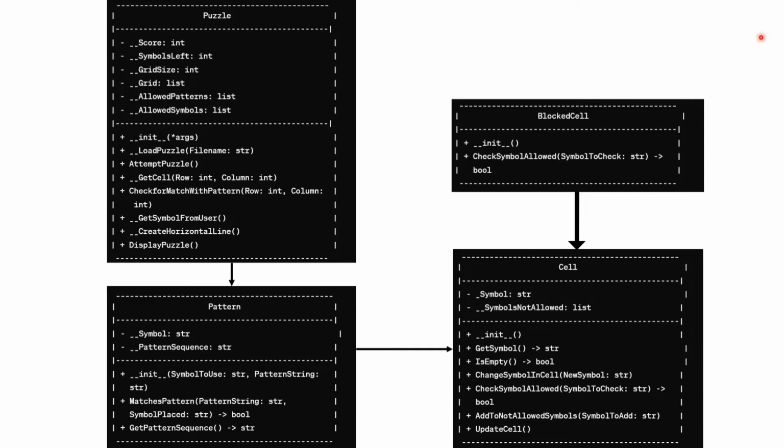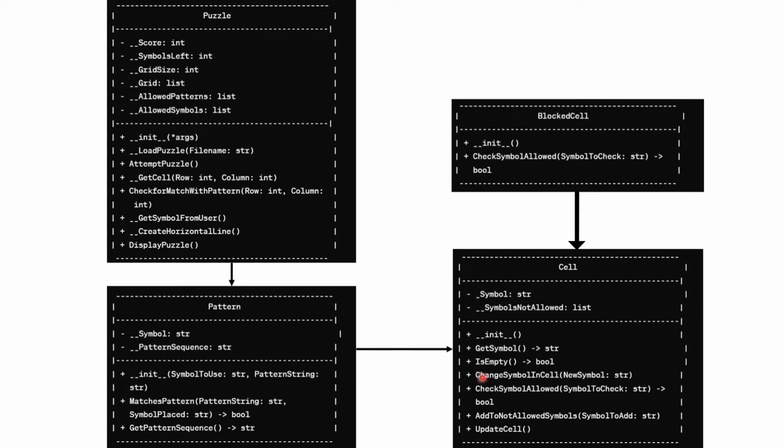So the first one we've got is a puzzle class, which represents the puzzle in the program. It contains the attributes and methods which can manage the puzzle, such as the score, the grid size, the allowed patterns, and the different available symbols. Next up, we have our pattern class, which represents a pattern that can be matched within the puzzle grid. So it has a symbol and a sequence of symbols forming the pattern.